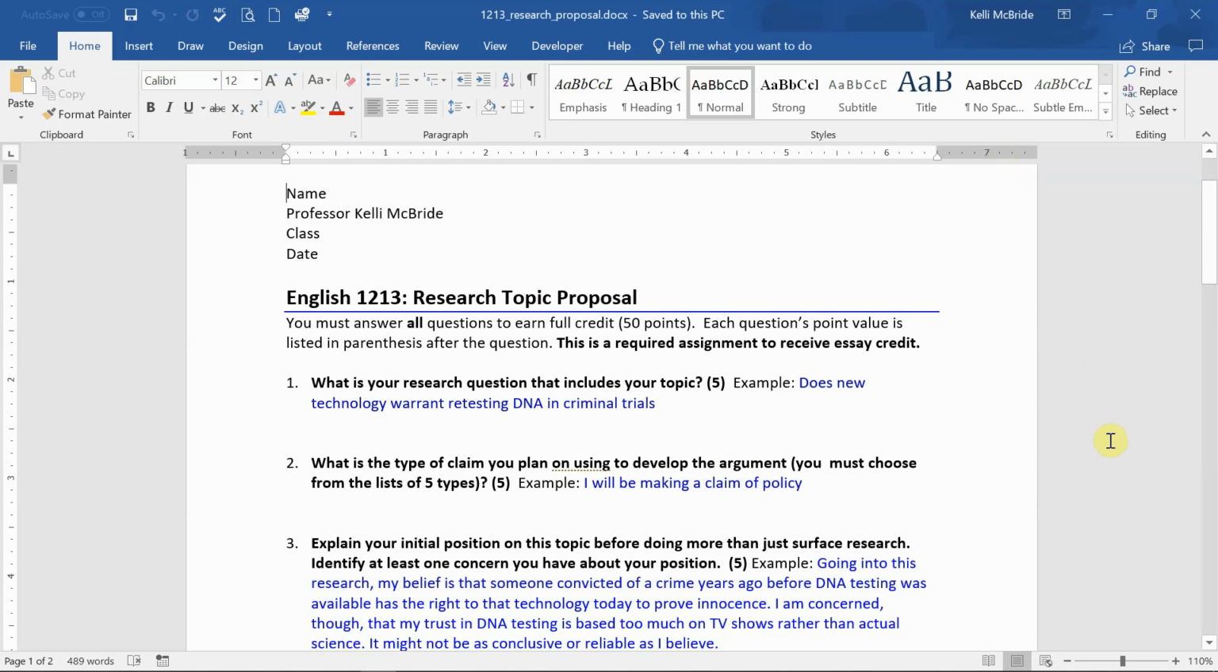The research topic proposal is a required assignment. You can see here, if you want to get essay credit, you've got to turn this in. And this is a way for me to give you feedback on your ideas before you actually start writing any of the major essays, so that you're not going to do a lot of work and then I'm going to tell you that your topic is too broad or it's not working or something like that.